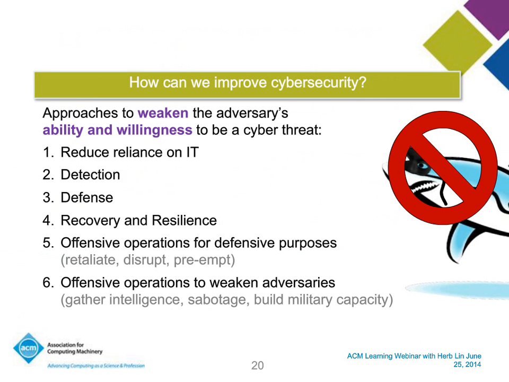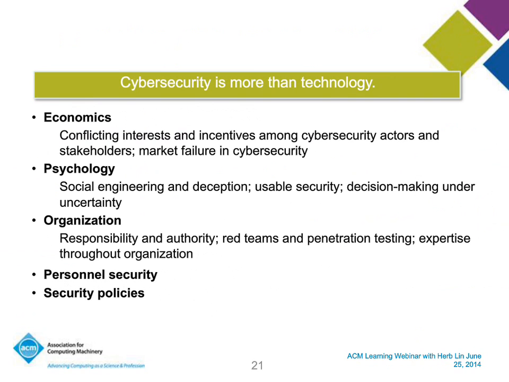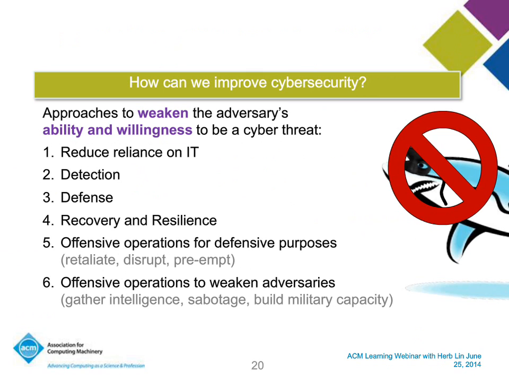There are 6 ways that we thought of to improve cybersecurity, and I want to talk a little bit about each of them. The first is reducing the reliance on IT. For example, if you don't need an internet connection, don't use the internet. Detection refers to knowing that you've been hacked. It's better to know that you've been hacked rather than not knowing, because at least that way you can conduct some sort of damage assessment.